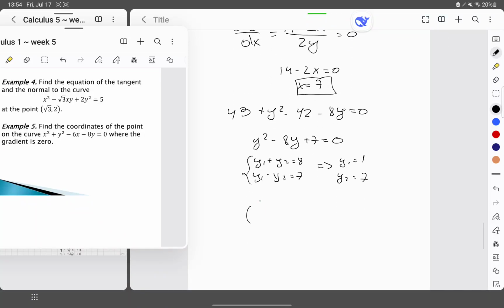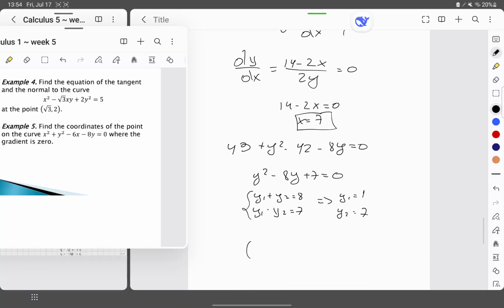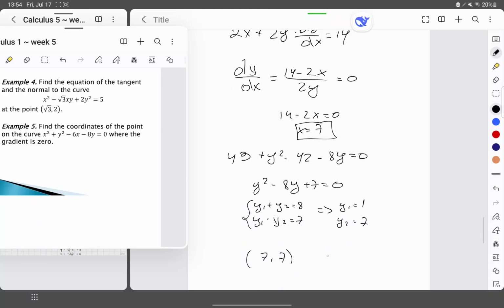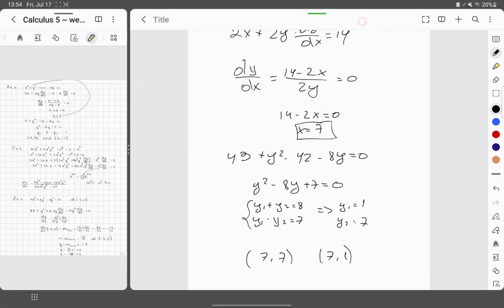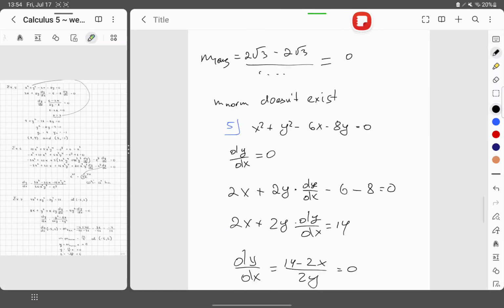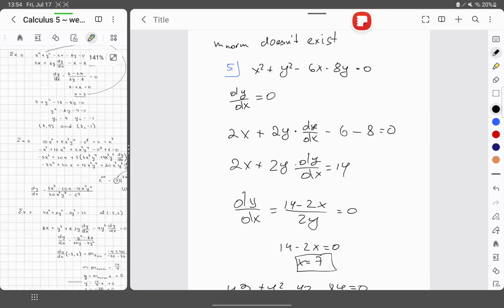So our coordinates are, I hope it's right, x is 7, 7 and 7, 1. I don't know, is that true? If I don't make any mistake. 5, what about 5? Okay, it's wrong. Why is it wrong?